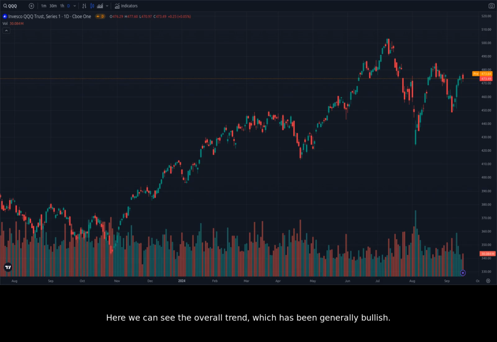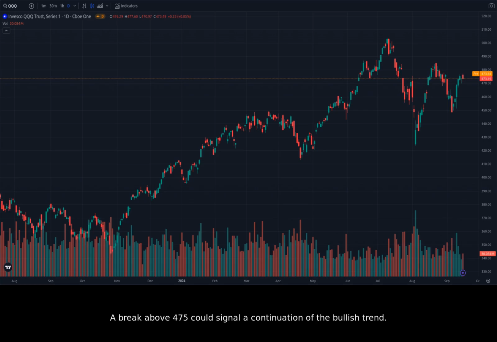Here we can see the overall trend, which has been generally bullish. There's clear support around the 440 level, which has held on several occasions. Recently, the QQQ has been consolidating between 460 and 475, forming a range. This suggests indecision in the market as traders weigh the potential impact of the Fed's rate decision.